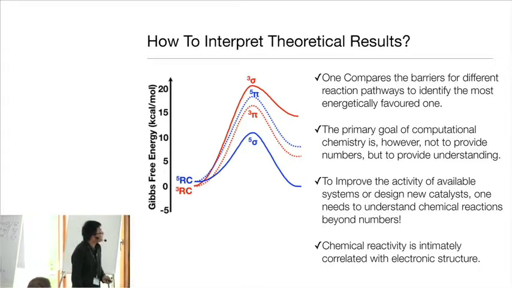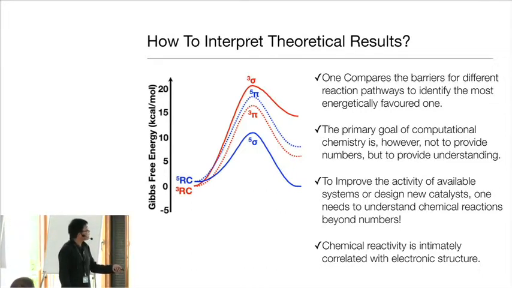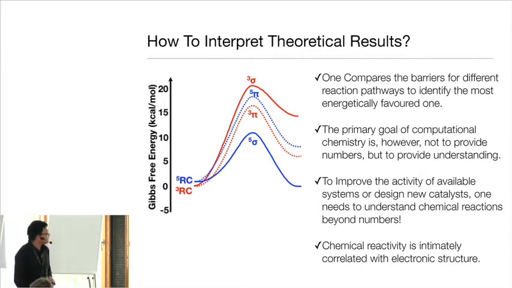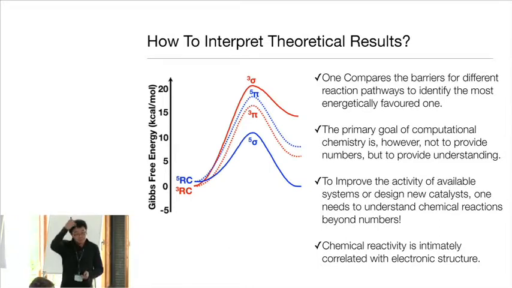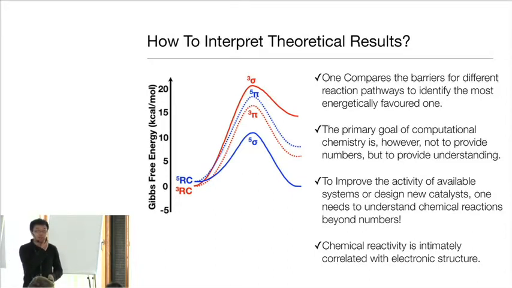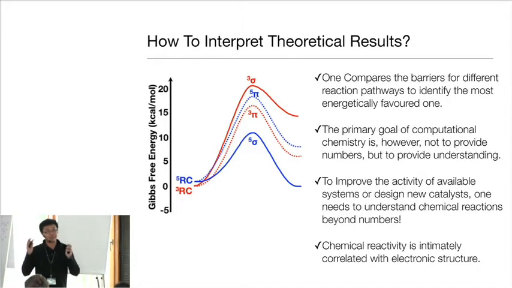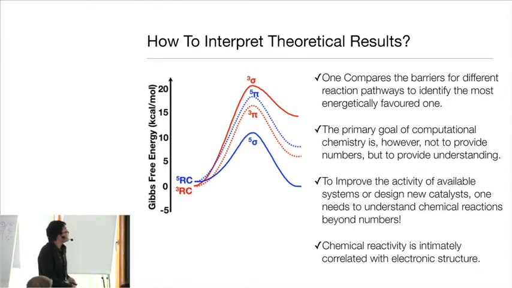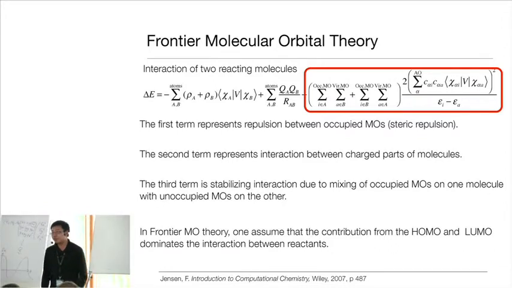But as I mentioned here, the primary goal of computational chemistry is not to provide numbers, but to provide understanding. This gives you many insights on how to improve your system, and how to understand and rationalize the trend of your reaction path. Our starting point to understand reactivity is the assumption that chemical reactivity is intimately correlated with electronic structure. So we need to understand electronic structure, and then we can understand reactivity. This is our strategy. We start from very simple frontier molecular orbital theory.